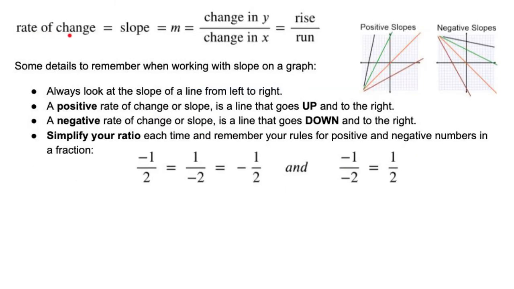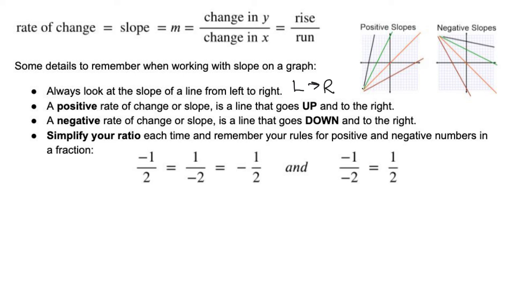To summarize here, the rate of change is exactly the same as saying slope. They mean the same thing. The variable that represents slope is m, and that is the change in y or the rise over the change in x or the run. Those can be used interchangeably. And here are some details that we want to point out when we're working with slope. So always look at the slope from left to right, just like you would read. So you're going from left to right.